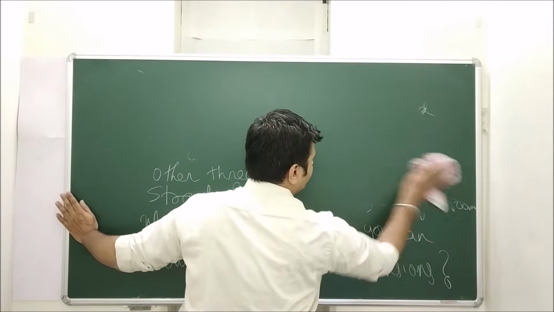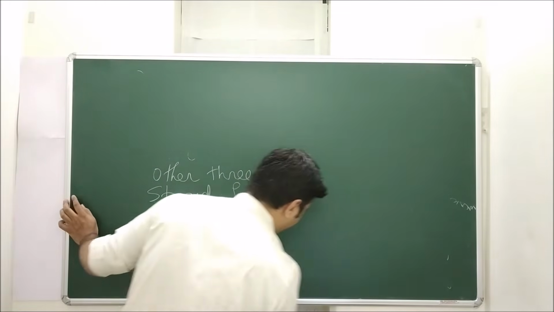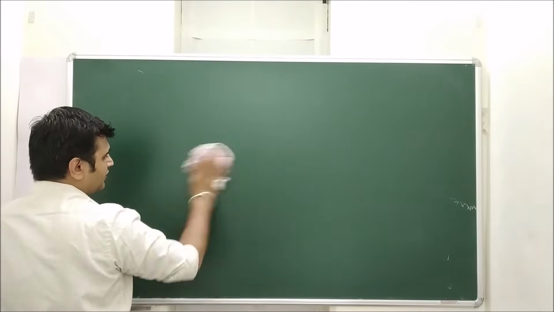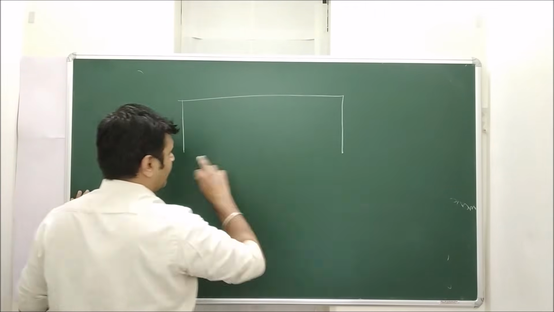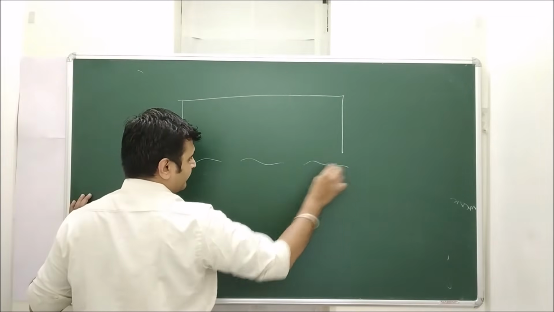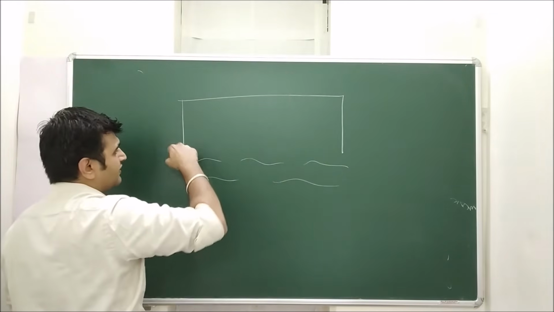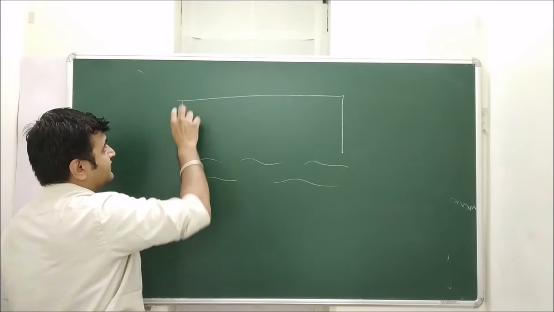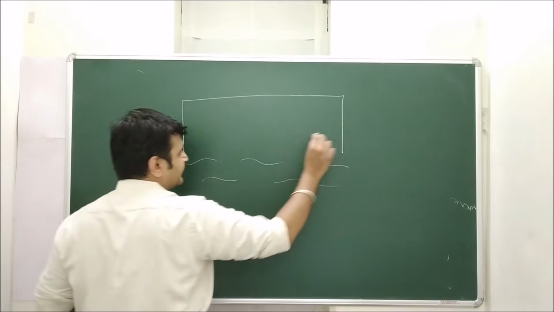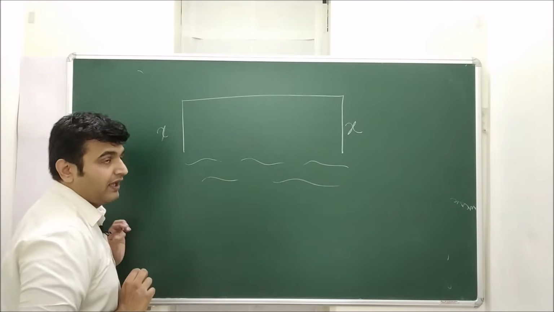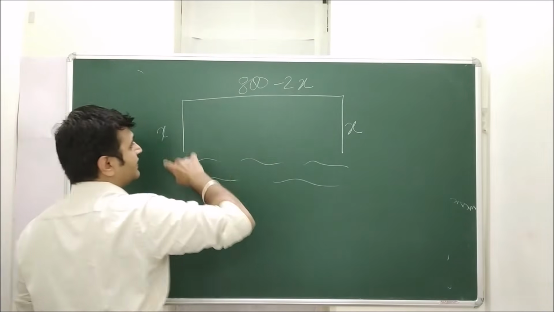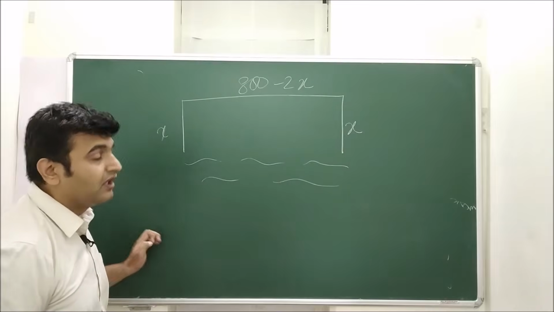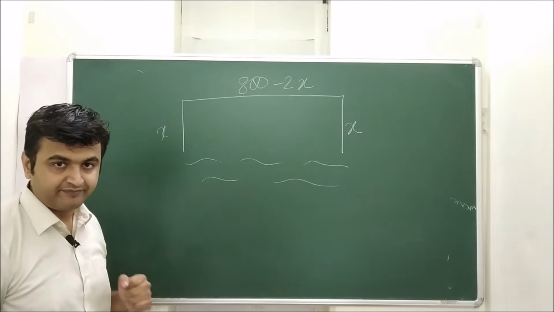Now once you have a problem, what you do is you try to draw the figure. So you have a rectangular farmland. Okay, so you have something like this, rectangular, and here the river is flowing. I don't want the fence over here. Okay, since this is rectangular, so if this is x, this has to be x, and this will be what? 800 minus 2x, because I know that the total is 800. Question is, what should be my x?